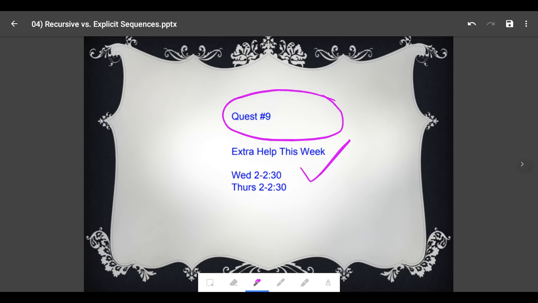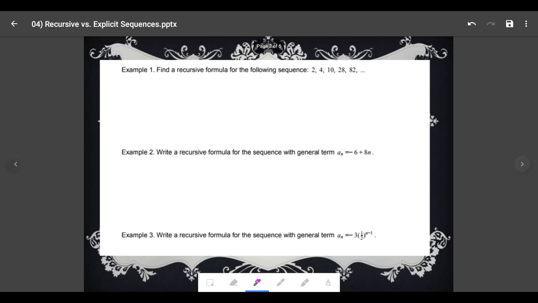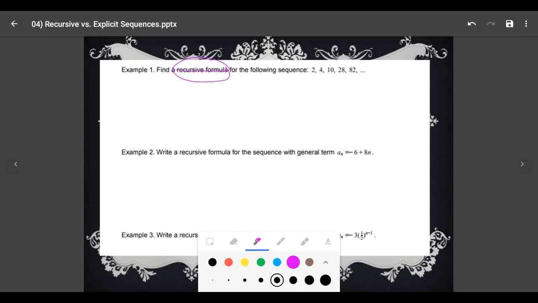Let's get started. So today's lesson, we are just writing recursive and explicit formulas for sequences that are given to us. We need to follow the instructions of what they ask for. So here they want a recursive formula. So I'm going to look at my sequence and I'm going to try to see if I can find a pattern.